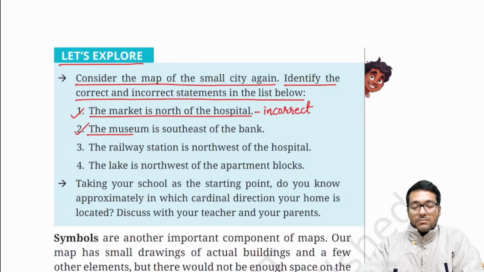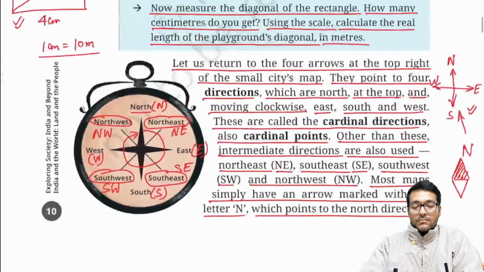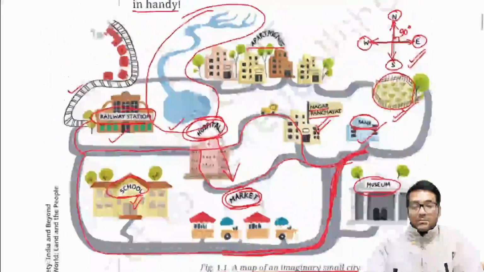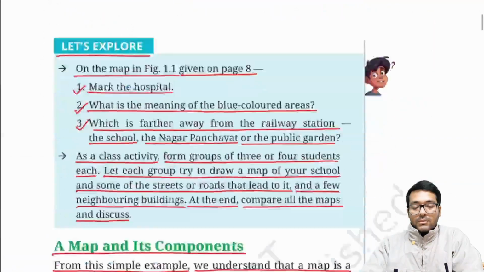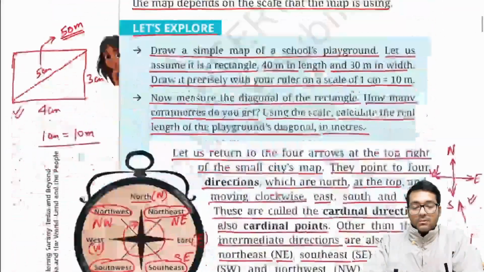2. The museum is the southeast of the bank. You can see the bank is here and the museum is here. So you can say museum is in the south of the bank. So the statement is wrong or incorrect.